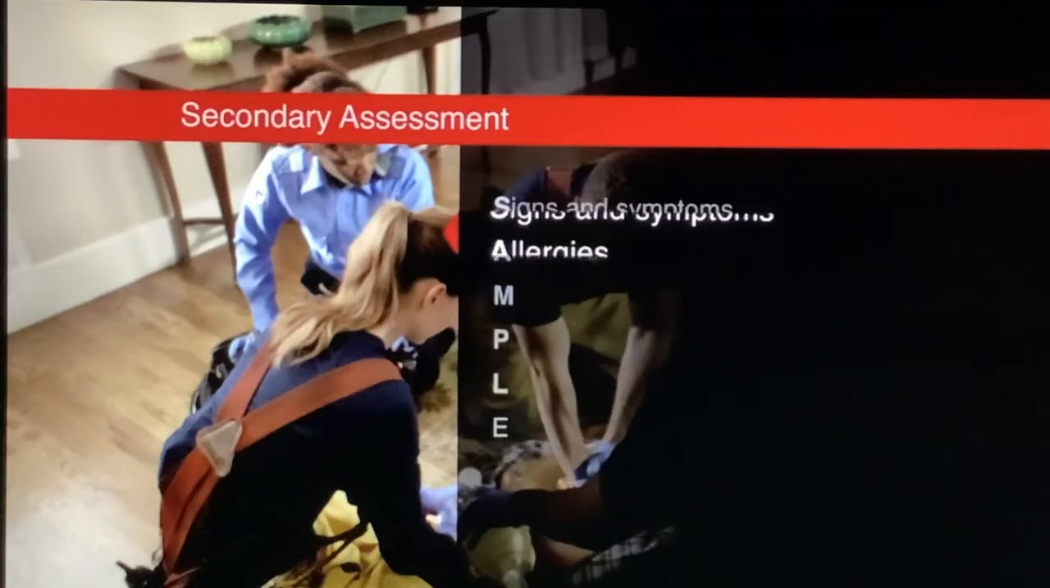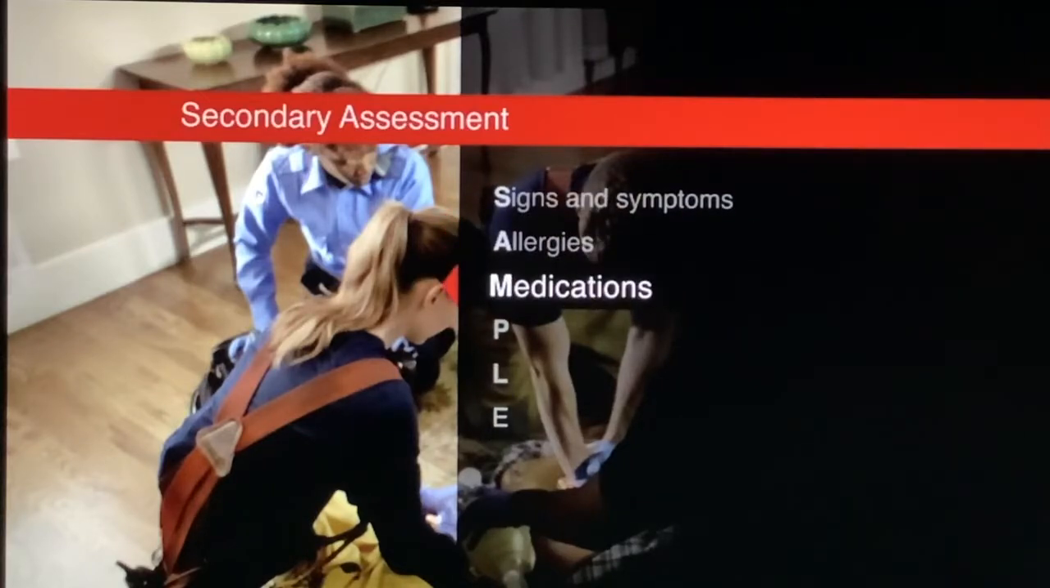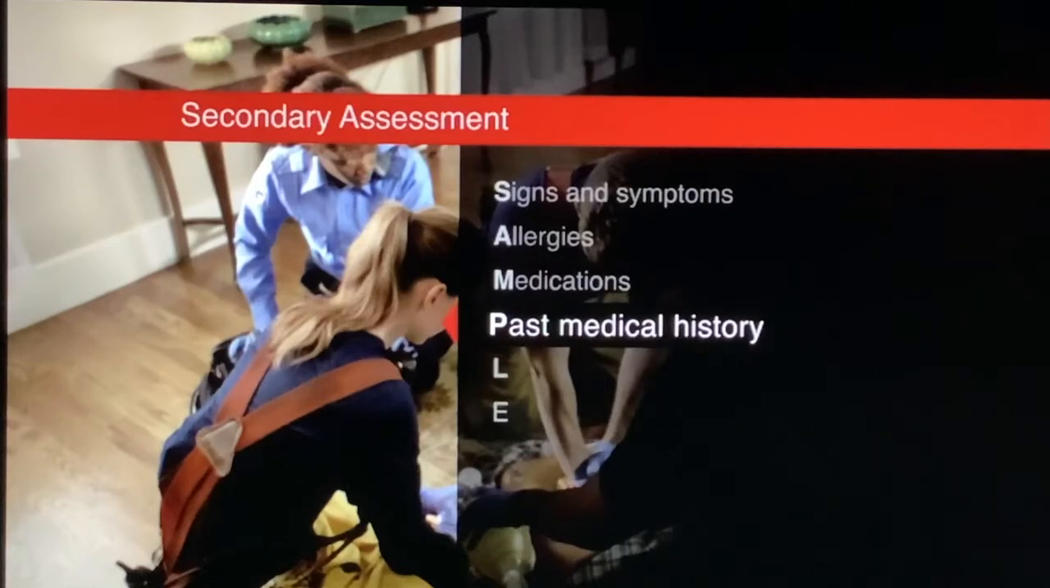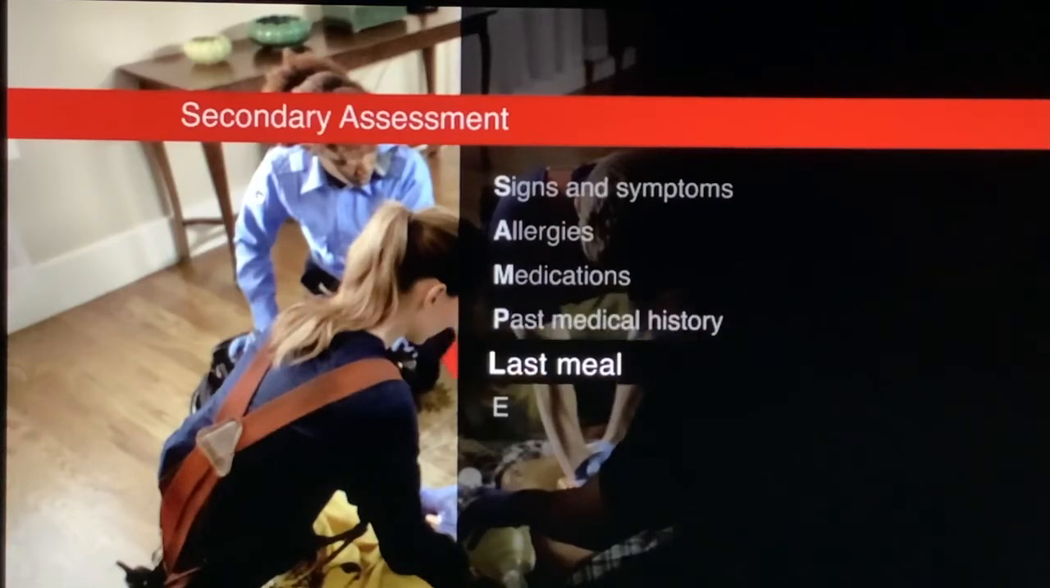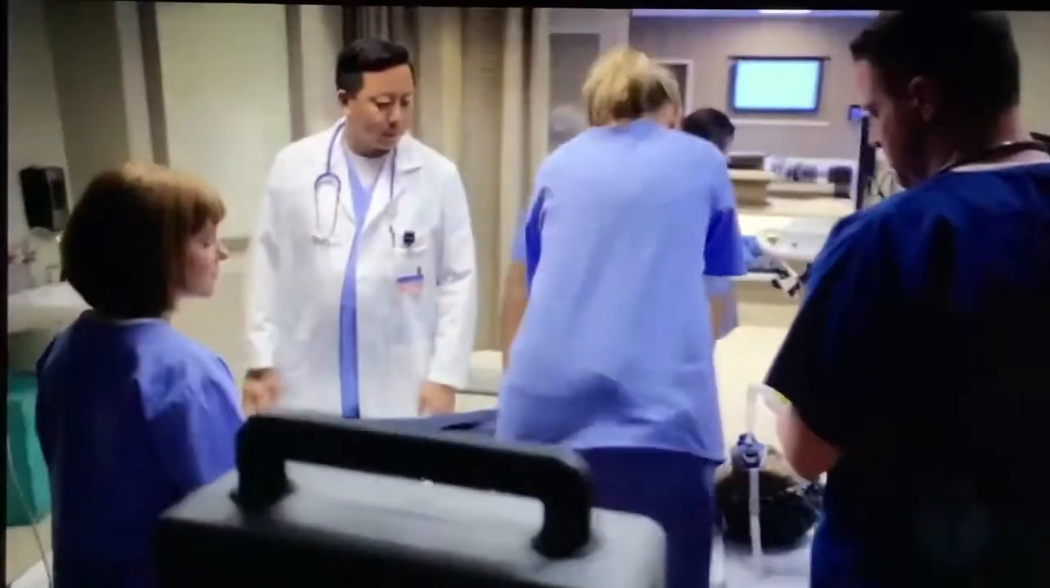Consider using the memory aid SAMPLE. Signs and symptoms, allergies, medications, including the last dose taken, past medical history, especially relating to the current illness, last meal consumed, and events, especially ones that may have led up to the current illness. The answers to these questions can help you quickly rule in or rule out suspected diagnoses.